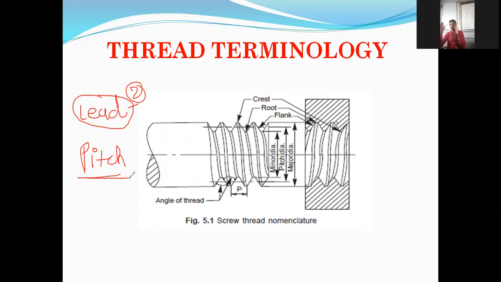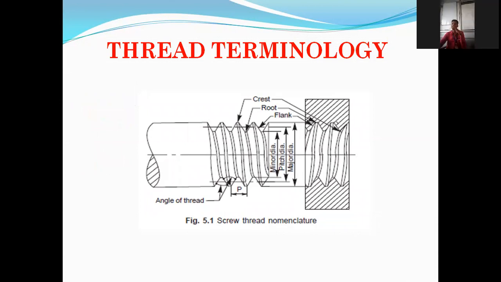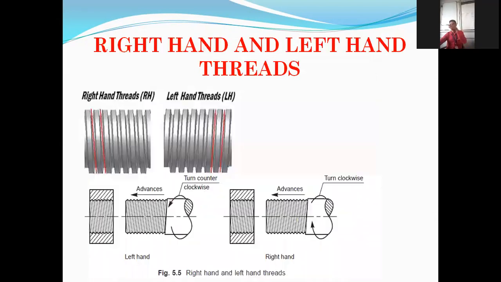And lead means what? It is also a distance, but it is the advance. Once we rotate a nut or bolt through one complete rotation, that is lead. Both are distances, but what we have to see is that pitch is the distance between two consecutive and similar points, and lead is whatever distance is advanced by the nut or bolt once we rotate it. Then crest, topmost; root, bottommost; flank means surface; major diameter, minor diameter, the diameter passing through that.